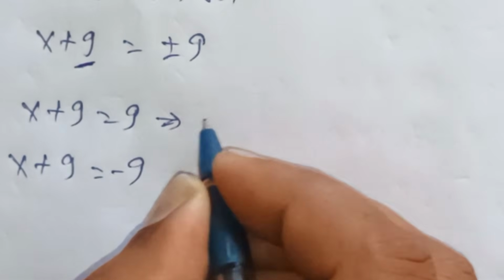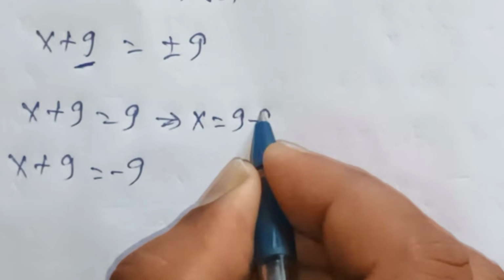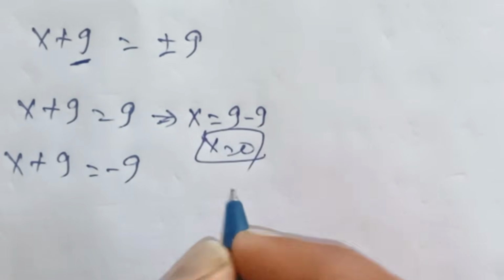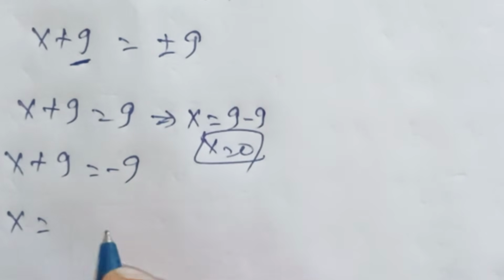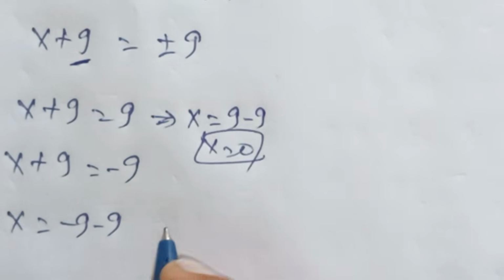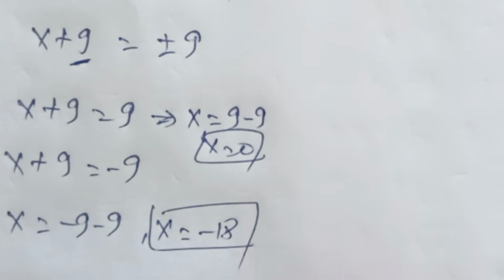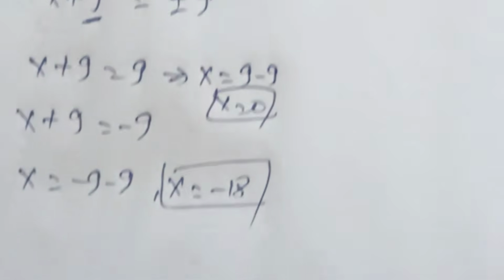This will be written as x is equal to 9 minus 9. Therefore, x is equal to 0. Here, x is equal to minus 9 minus 9. Therefore, x is equal to minus 18. Let's check whether these values are correct or not.